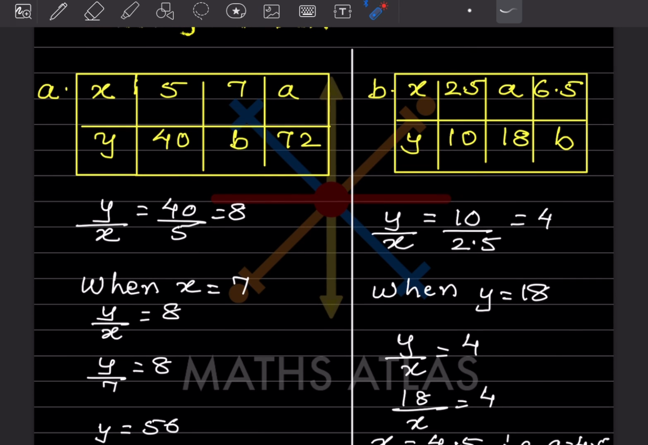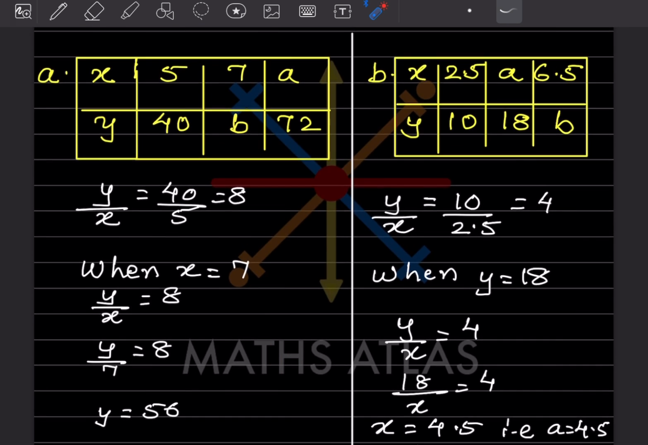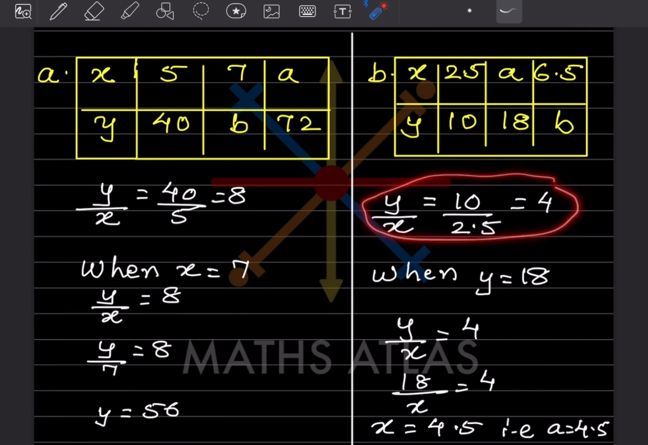You can go the same way for this one. You can check if you have understood this. I'll show you this as well, and then for C and D, you can do it yourself.